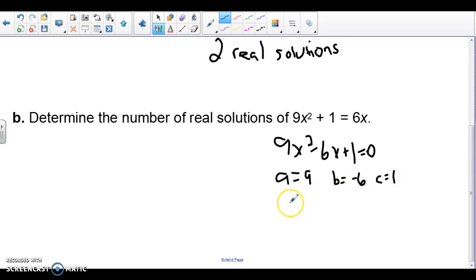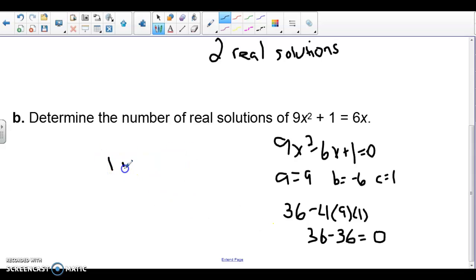So if we do b squared, we would get 36, because negative 6 squared is 36, minus 4 times a, which is 9, times c, which is 1. So here we'll get 36 minus 36. 36 minus 36 obviously equals 0. So since our discriminant is 0, that means that there's going to be one real solution. We'll just write RS so you don't have to watch me write real solutions again. So there's one real solution because your discriminant is 0. And if our discriminant was negative, there would be no real solutions.